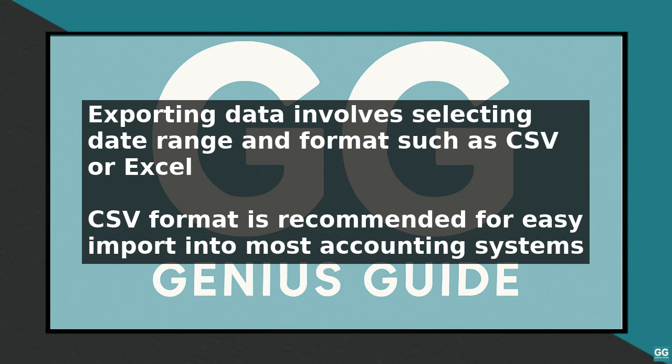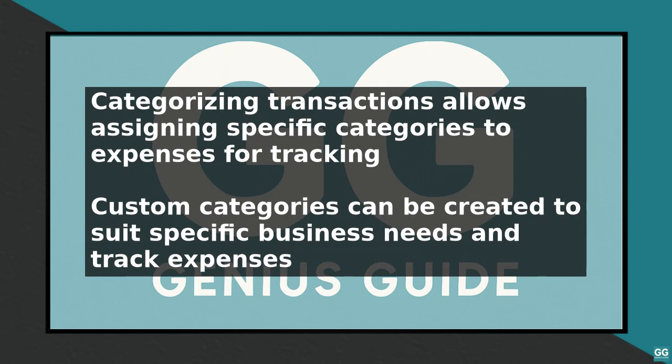This allows you to assign specific categories to your expenses, such as food, transportation, or entertainment, making it easier to track your spending and generate accurate financial reports. To categorize your transactions, simply click on the transaction you want to categorize and select the relevant category from the drop-down menu. You can also create custom categories to suit your specific business needs.